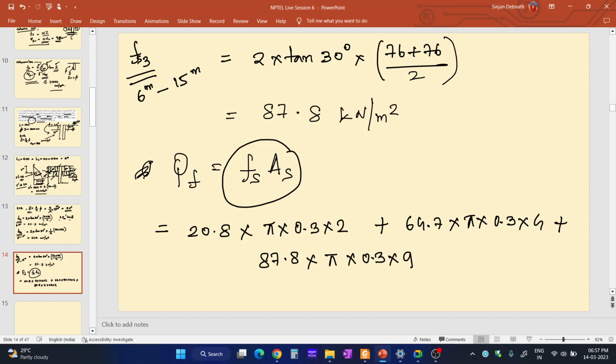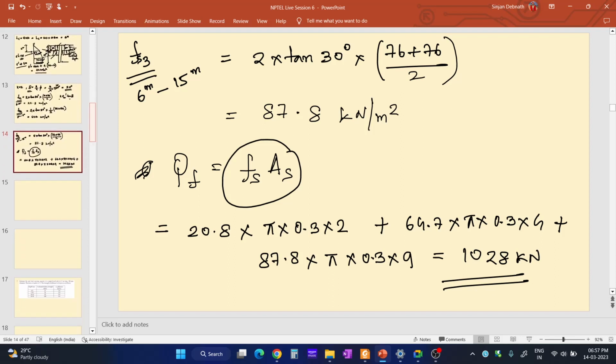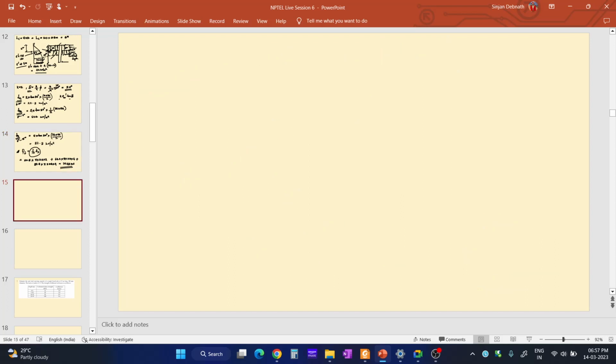If you calculate these three terms and add them all up, the answer will be 1028 kilonewton. This is the total skin friction resistance that the soil is providing along the length of the pile. Total skin friction resistance. And now another part, that is the end bearing part. What will be the end bearing part? QB.